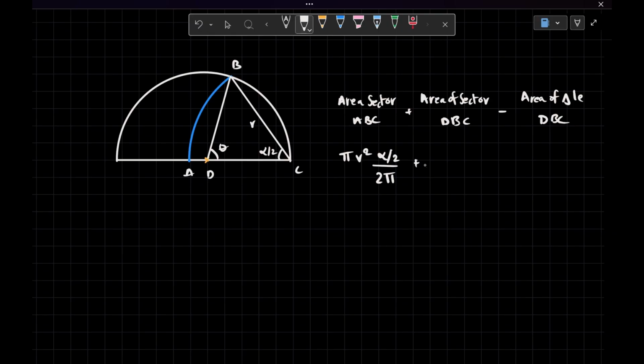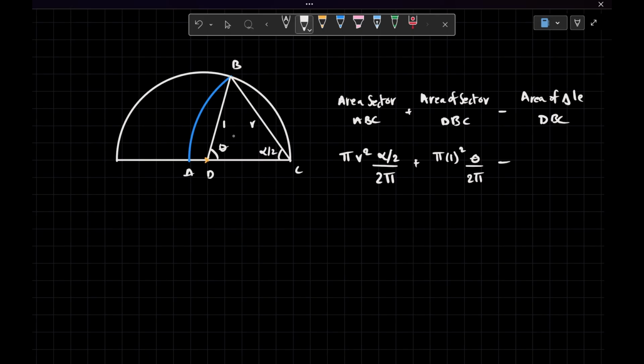In a similar way, you can also find the area of sector DBC, where this side is 1 because it is drawn from the center to the edge of the circle. This is a unit circle again, so the radius will be 1, and the area is pi into 1 squared, and the angle is theta in radians divided by 2 pi, and minus what would be the area of the triangle.